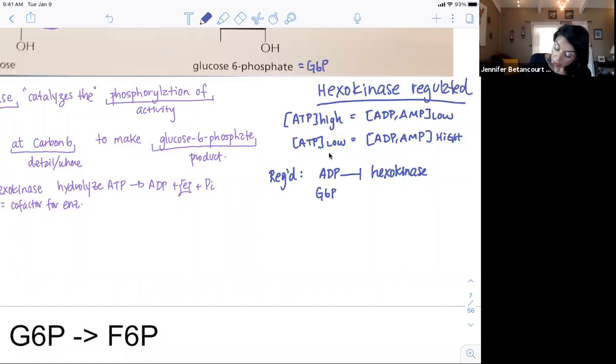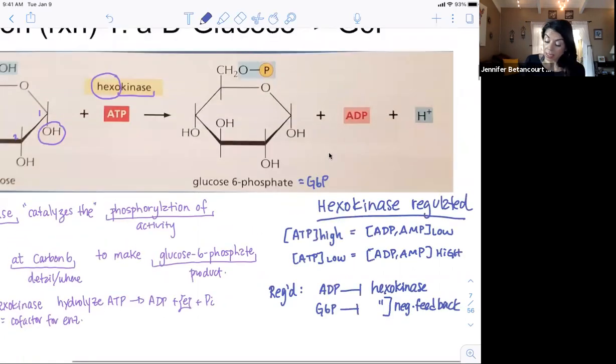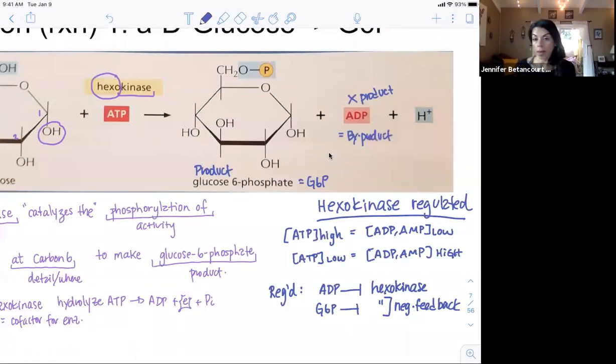Okay, G6P also negatively regulates this enzyme. This is an example of negative feedback. ADP is not an example of negative feedback because this is not a product. This is the product. This is a byproduct. So we don't say ADP negatively regulates the enzyme via a negative feedback loop. No, this is a negative feedback loop.